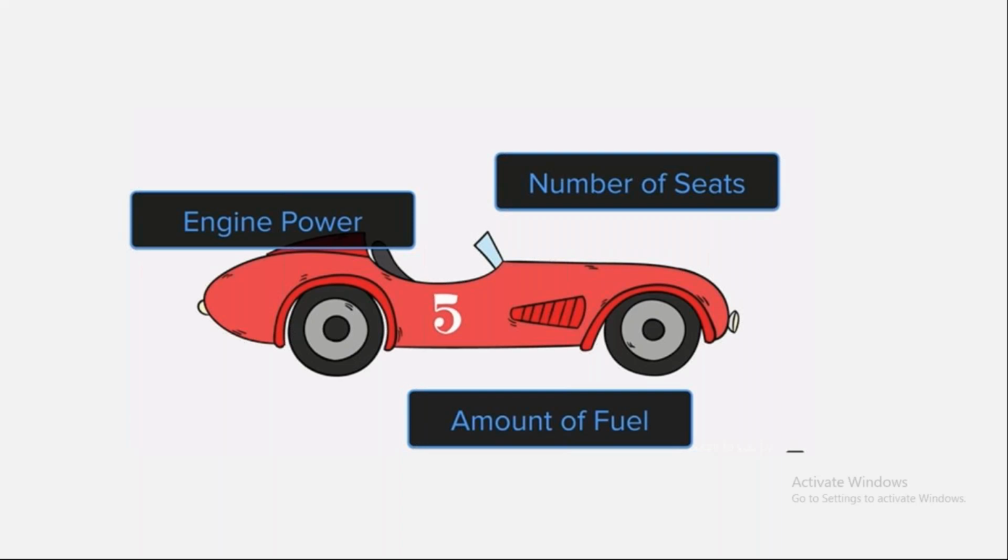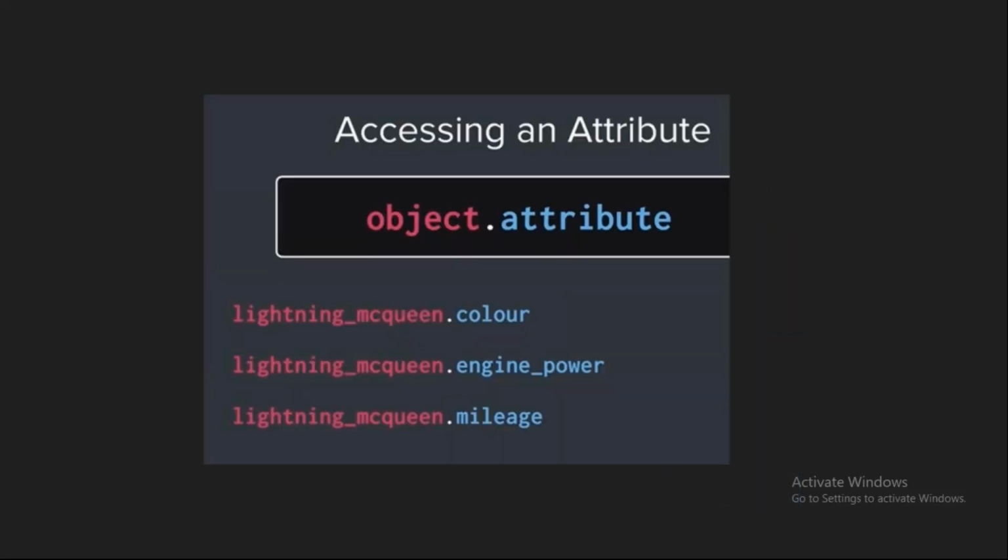So how can we access the attribute of an object? Let's try to look at that. To access the attribute of an object, we can just type in the name of the object and then type the name of the attribute that we want. So let's say our object in this case is Lightning McQueen. If you want to access the color of Lightning McQueen, we will write Lightning McQueen dot color. If you want to access the engine power, we can write Lightning McQueen dot engine power. If you want to access the mileage of Lightning McQueen, we can say Lightning McQueen dot mileage. So that is what an object is.